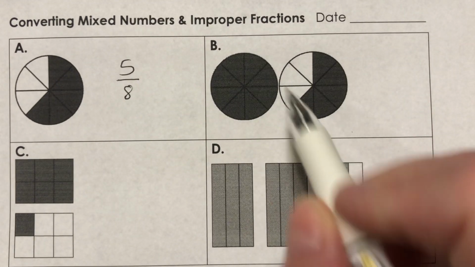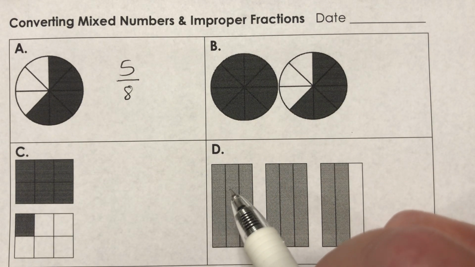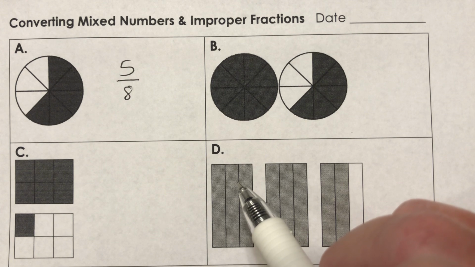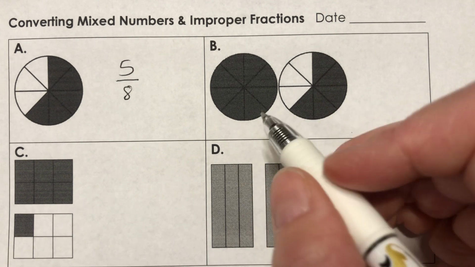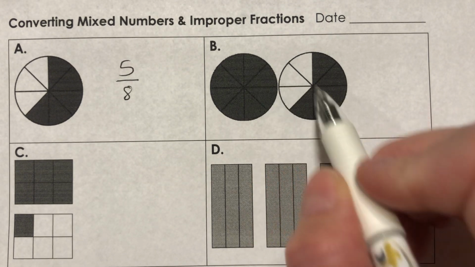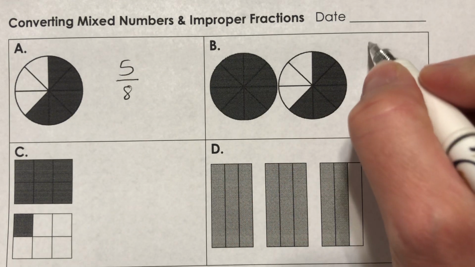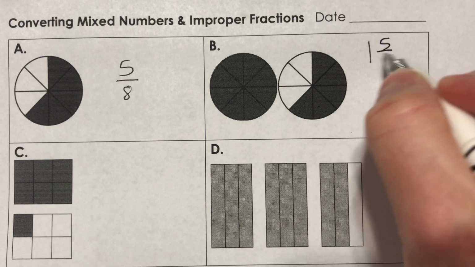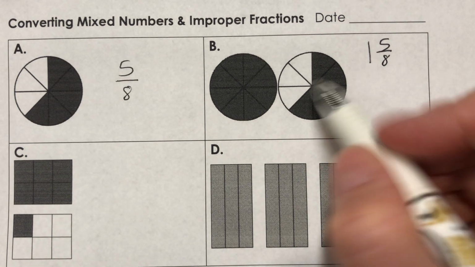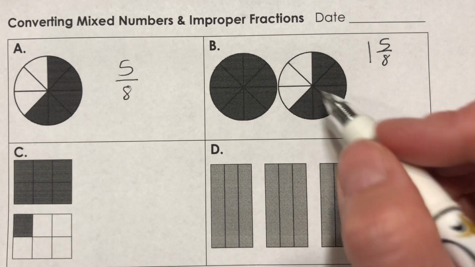But when you look at B, there are 2 whole circles shaded. And this is where we get into some mixed numbers or some improper fractions, because improper fractions represent values that are greater than 1. So if I wanted to write a mixed number for this picture, I would say I have one full circle shaded, right? And then I have 1, 2, 3, 4, 5 out of the 8 pieces. So that would be the mixed number for this. I could also write this as an improper fraction.